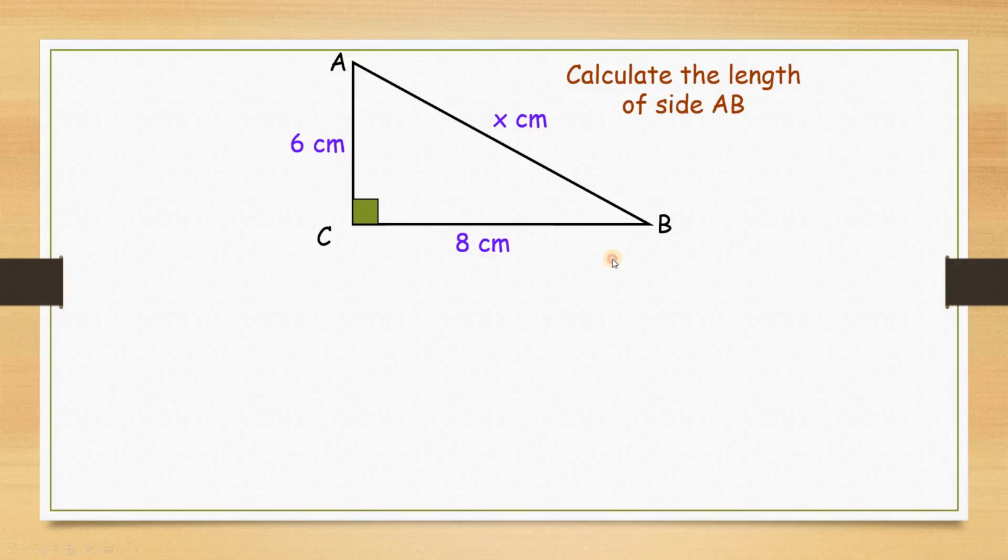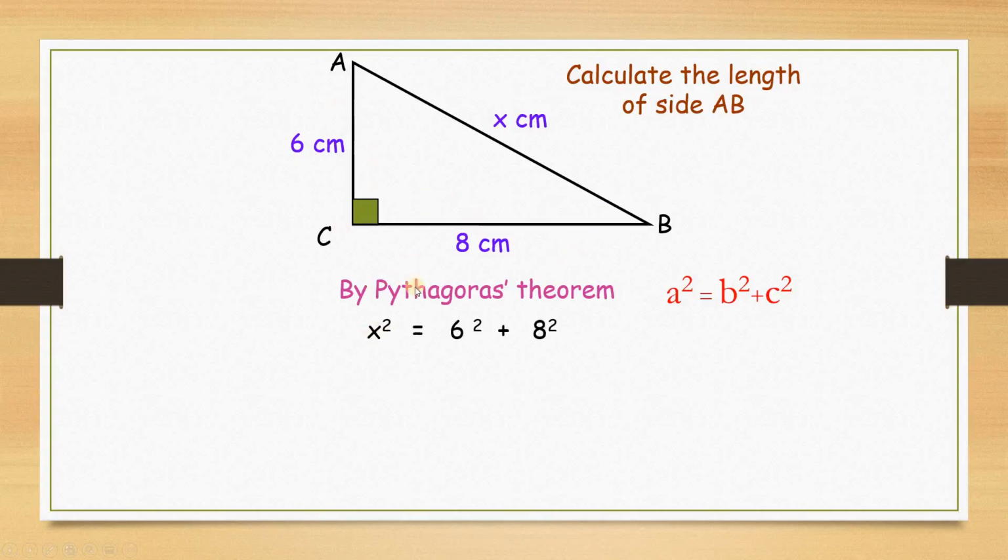Okay, so we solve it by Pythagoras theorem. a squared equals b squared plus c squared. So this is the longest side, which is the hypotenuse. So that's the A side. So x squared equals 6 squared plus 8 squared. You find 6 squared is 36, 8 squared is 64. Add them together, you get 100.